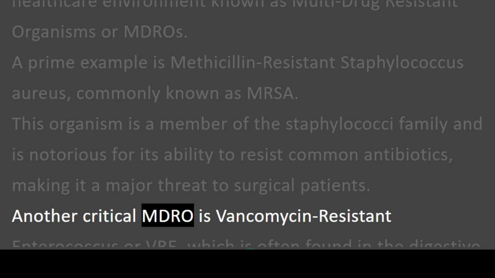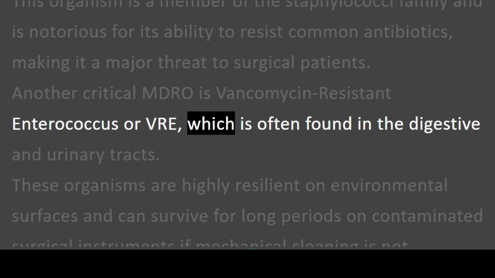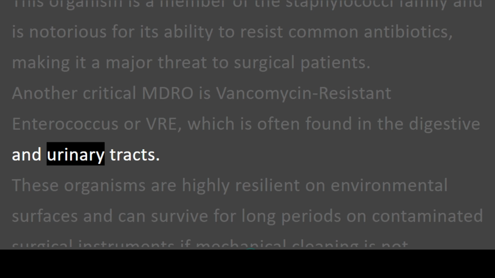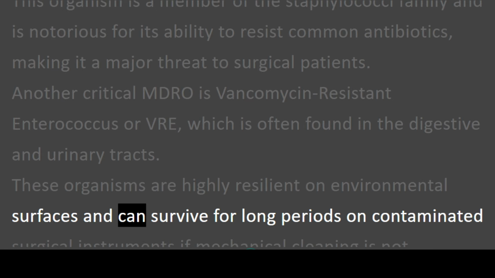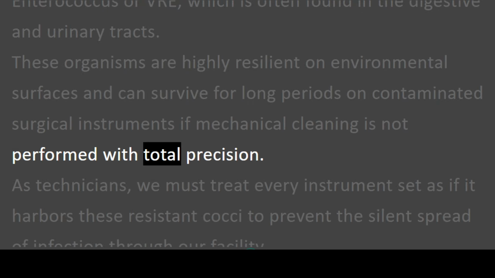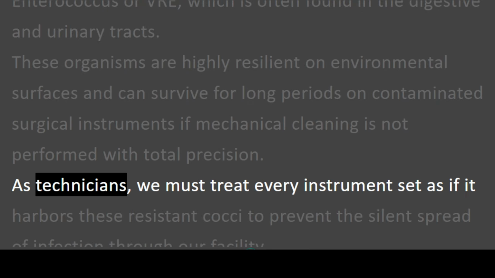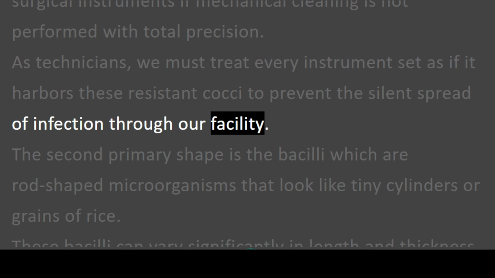Another critical MDRO is vancomycin-resistant Enterococcus, or VRE, which is often found in the digestive and urinary tracts. These organisms are highly resilient on environmental surfaces and can survive for long periods on contaminated surgical instruments if mechanical cleaning is not performed with total precision. As technicians, we must treat every instrument set as if it harbors these resistant cocci to prevent the silent spread of infection through our facility.